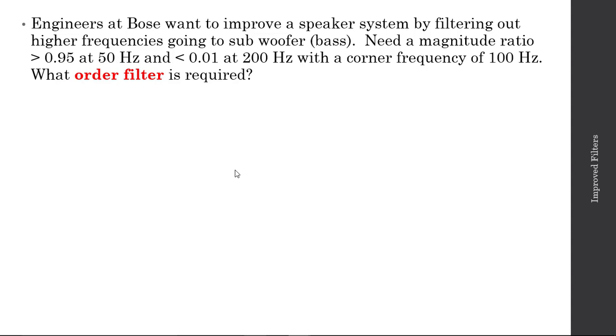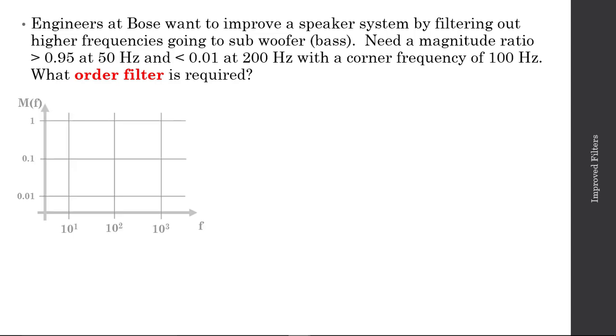Let's work through an example working with a higher order filter, in this case for an audio speaker system. In this case, we're attempting to improve the performance of the speaker system by filtering out any higher frequency noise entering my subwoofer. The engineers at Bose have provided the following specifications. They're requiring a magnitude ratio greater than 0.95 at an input frequency of 50 hertz. And they need that magnitude ratio less than 0.01 by 200 hertz. So there's going to be a corner frequency or a cutoff frequency at 100 hertz. And the question then is, well, what's the order of the filter required to achieve this performance?